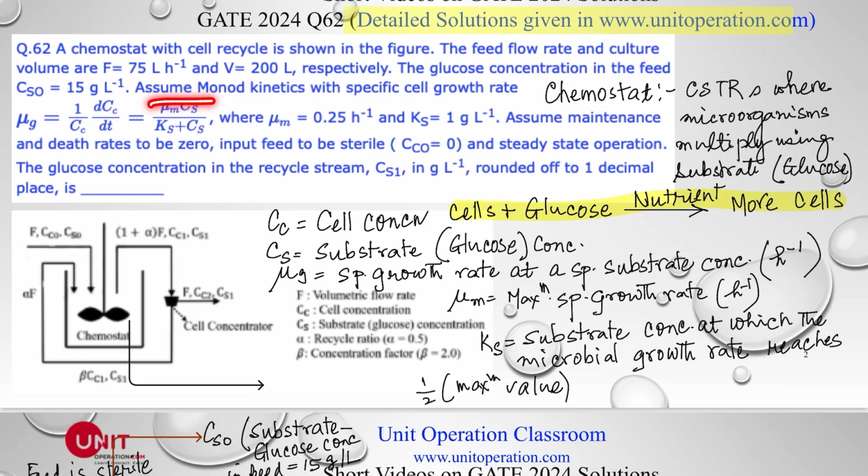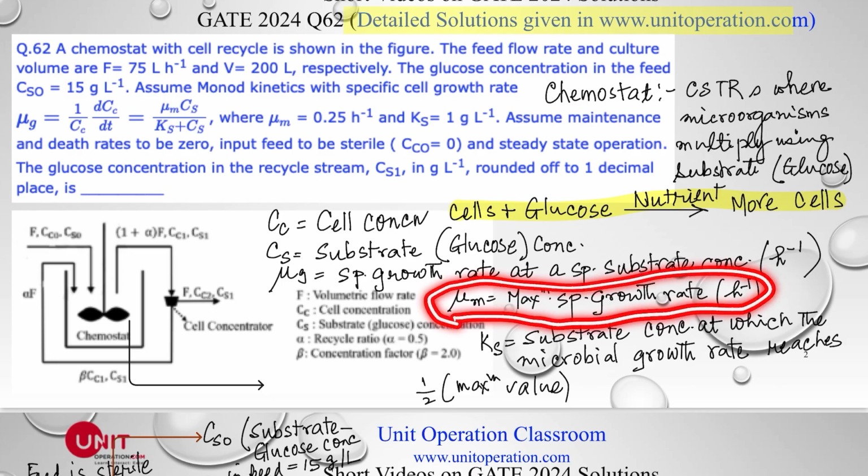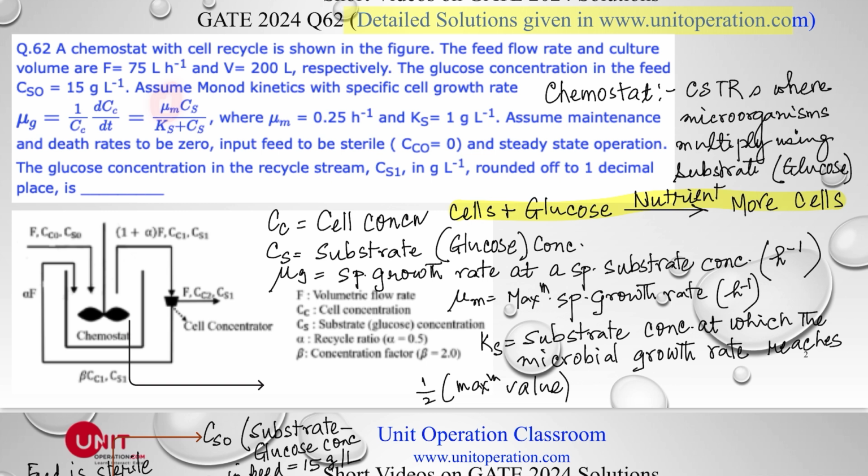Assume Monod kinetics with specific cell growth. So the Monod kinetics is a very standard kinetics, and you can look into it in any textbook, Levenspiel or Fogler, and we know mu g is a specific growth rate at a specific substrate concentration. This is my mu g. And mu m is the maximum specific growth rate. And of course, this growth rate is defined as this one.